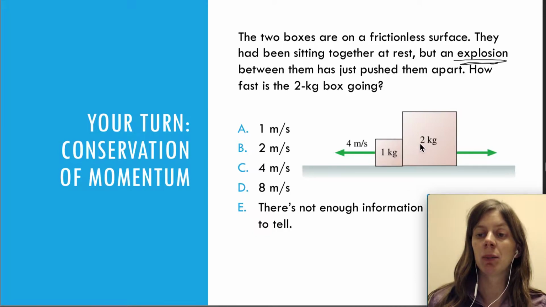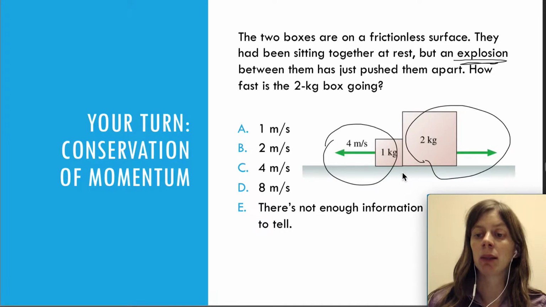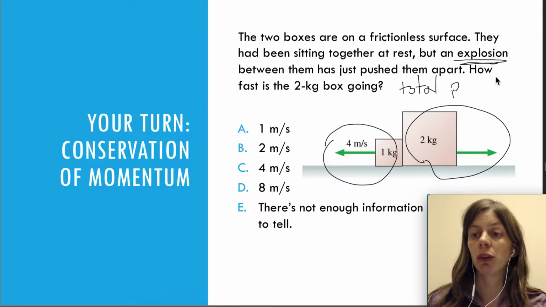So if the initial momentum is 0, because they're both at rest initially, that means the final momentum has to be 0. That means the momentum of the 1-kilogram box plus the momentum of the 2-kilogram box must equal 0, right? Total momentum, P, equals 0. The momentum of the first one, you can do it in your head, is 4 times 1, mass times velocity, but it's negative. So the momentum of the 2-kilogram box has to be positive because they have to add up to 0. So it has to be 4.